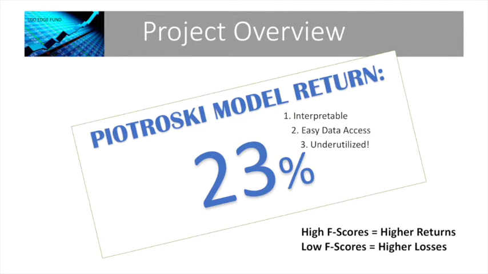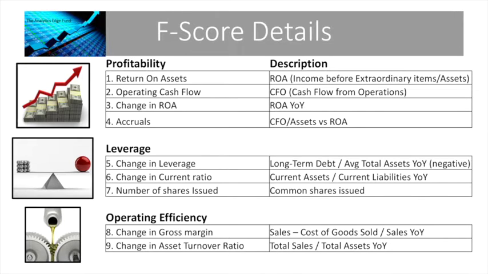So here are the details of the F-score, and they're broken down into 3 different buckets: profitability, leverage, and operating efficiency. The 9 categories within these buckets are graded with a score of 0 or 1, so binary variables based on the annual financial performance of the company.